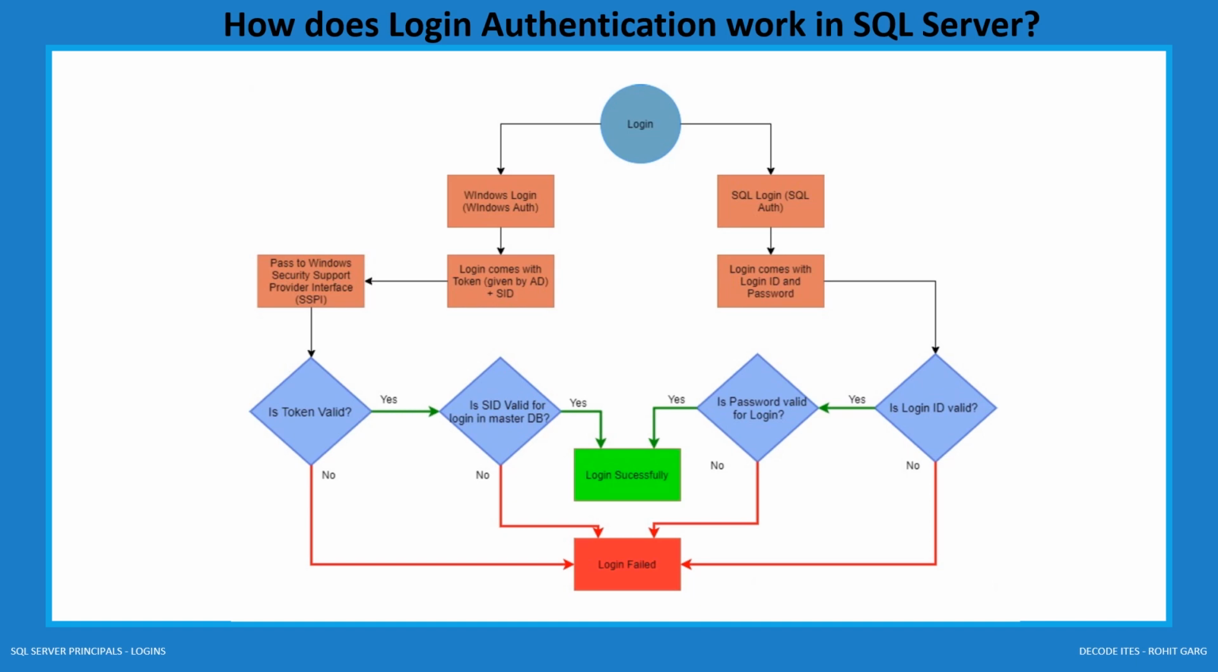Once a Windows login comes for authentication, SQL Server calls the Windows Security Support Provider Interface, SSPI, procedure to validate and authenticate that particular user. This process verifies whether a token is valid or not. If the token is valid, it will move to the next step and compare the SID from the token to the SID saved in the sys.server_principals system view in SQL Server. Based on the result of the SID comparison, access to SQL Server is granted. In case of any issues with the token or SID, the login will fail and the connection will be denied.